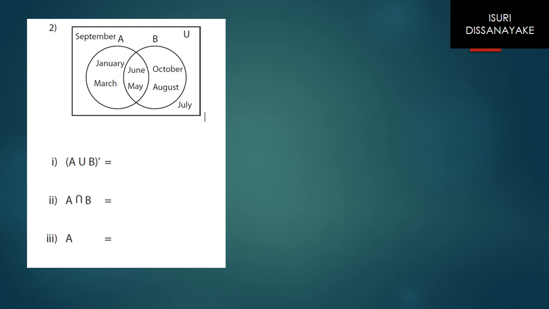Next, A intersection B, that is common for A and B: June and May. And they ask from you finally what is A. When they say A, you just refer to this A circle. Don't worry about this May and June, whether it also belongs to B. No, don't think of the things which are not said in the sum. You check with the things that the question asks. The question says A. A means this full circle, just this circle. So it's January, March, June, May. All these belong to A. So the answer is January, March, May, June. All the 4 months belong to A.